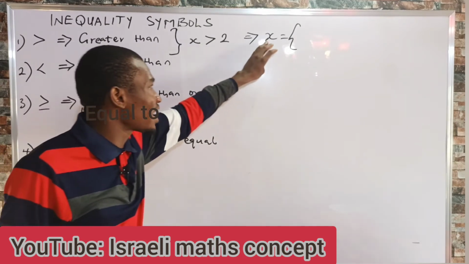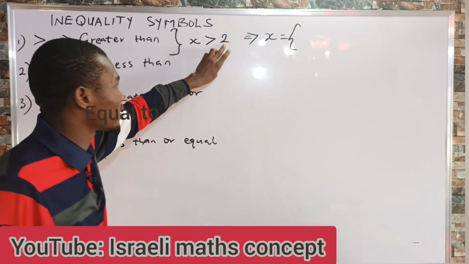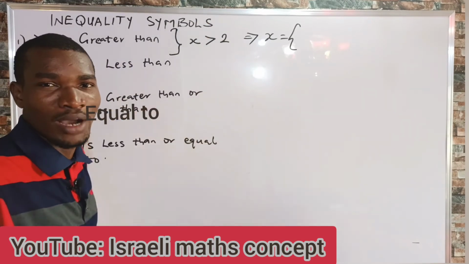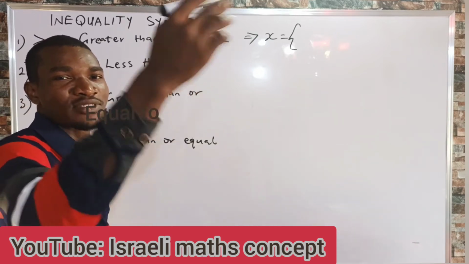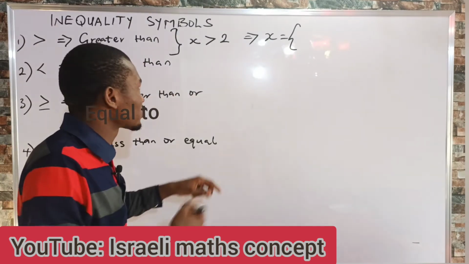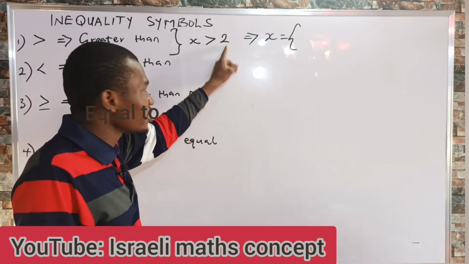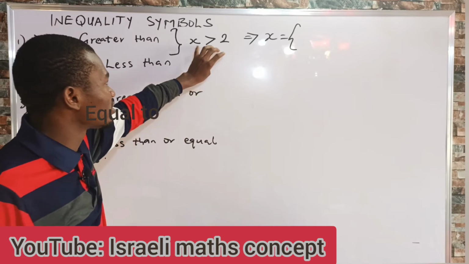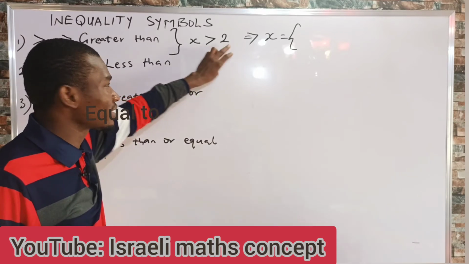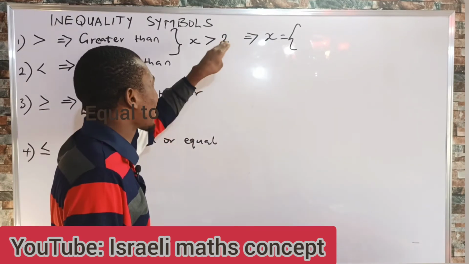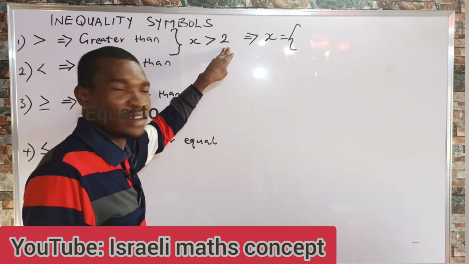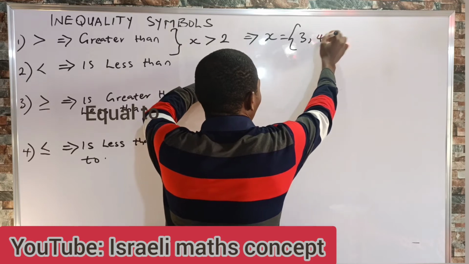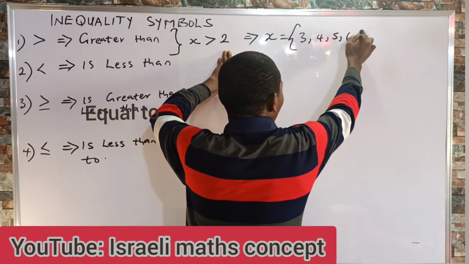It implies that x will take the values of numbers that are greater than 2. Natural numbers that are greater than 2 are numbers like 3, 4, 5, 6 up to infinity, because 3 is greater than 2, 4 is greater than 2, 5 is greater than 2. So the values for this given x, which is greater than 2, are numbers that are greater than 2. And if we are considering natural numbers, we have numbers like 3, 4, 5, 6, 7.